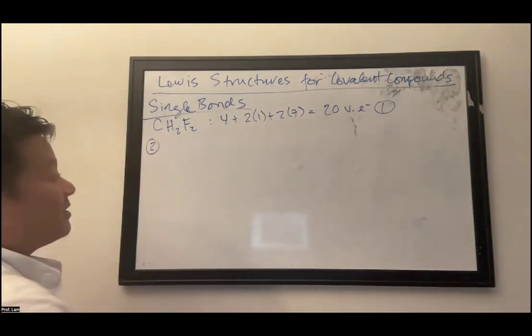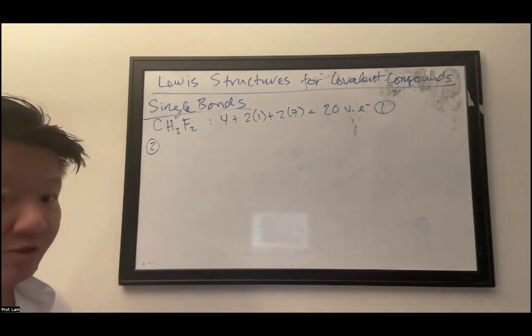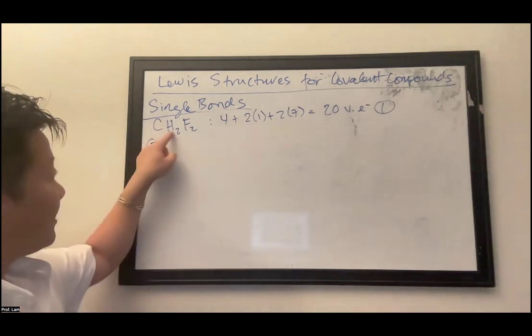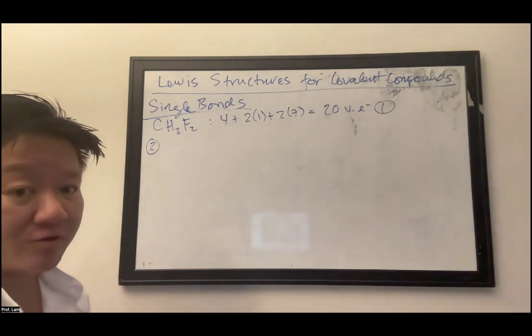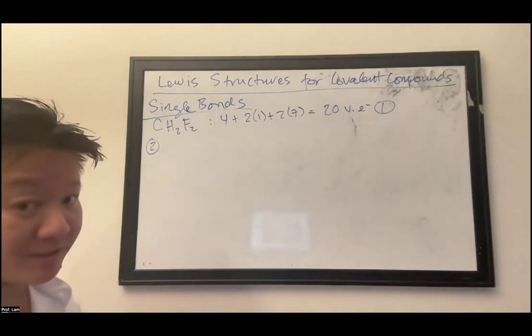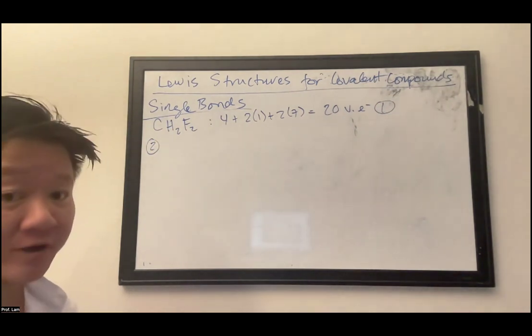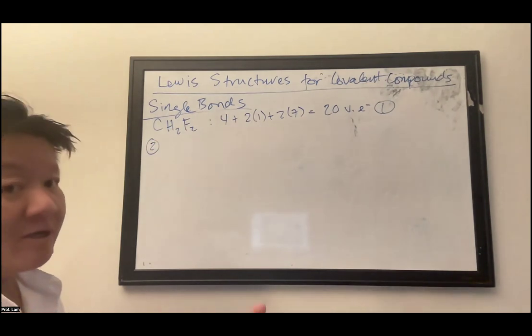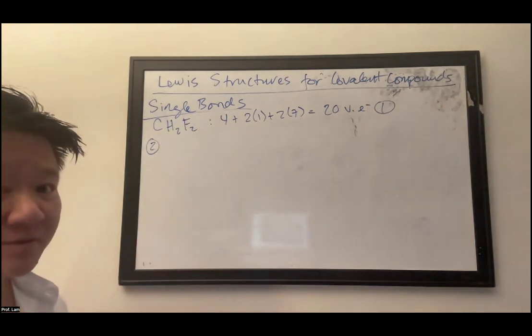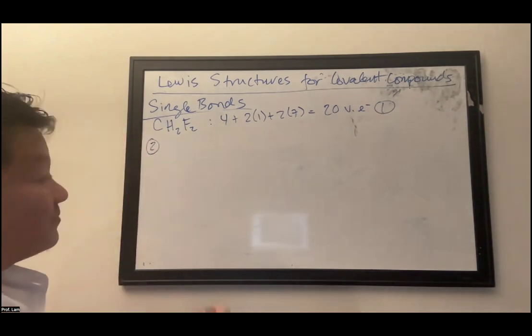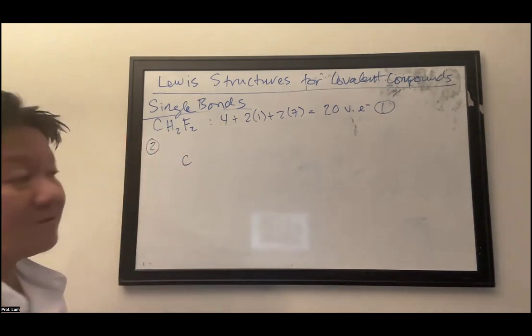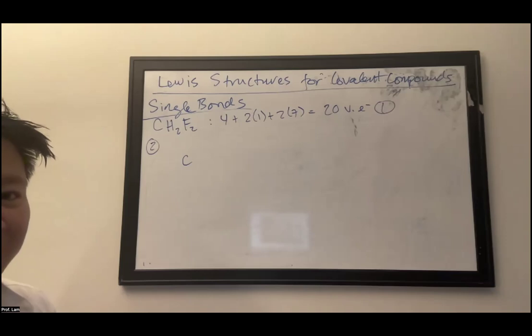Step 2, it says, pick your central atom. There are 3 atoms here, carbon, hydrogen, or fluorine. Remember, hydrogen can never be in the center. So it's just between carbon and fluorine. Well, which one is to the leftmost of the noble gas? Carbon. Yep. So carbon's going to be in the middle. And that's step 2.